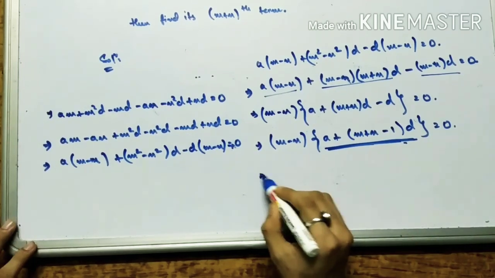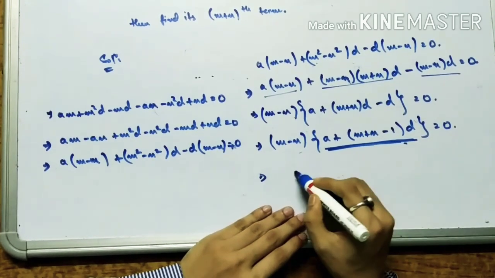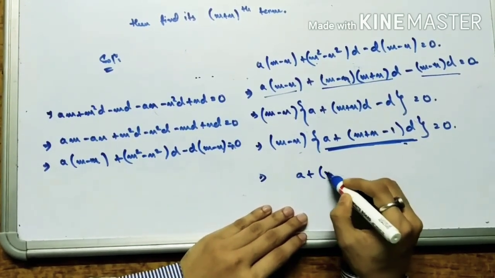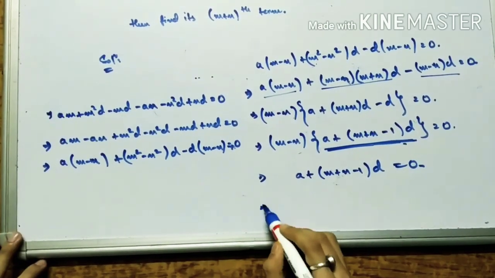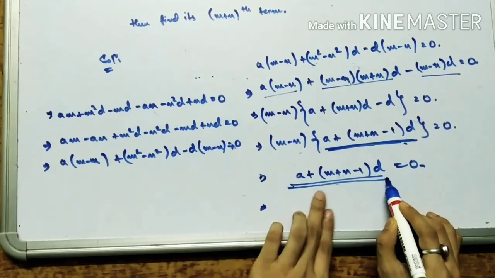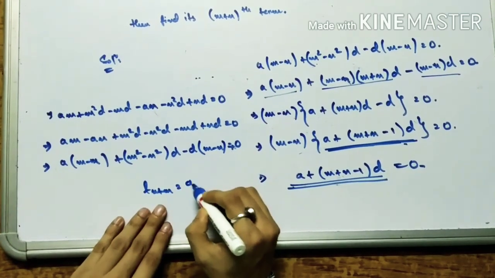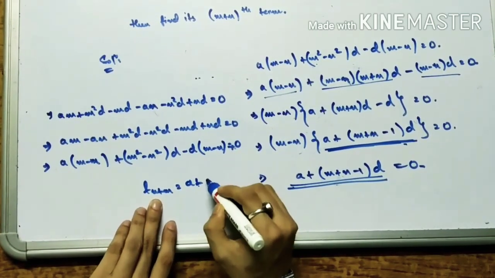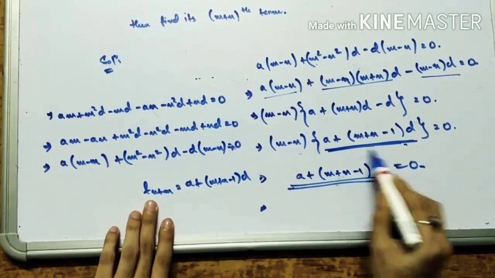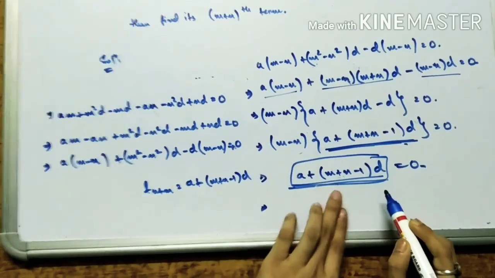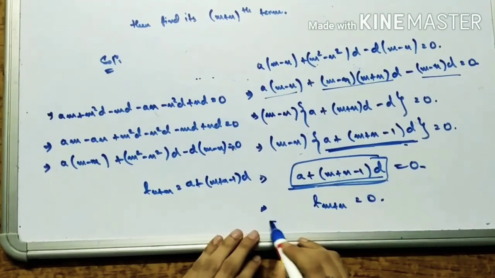Now from here, if I send this whole thing to the right hand side, ultimately it will become 0 only. So therefore I will get a plus m plus n minus 1 d is equal to 0. And what is this? This is the m plus nth term. Yes or no? Because Tm plus n I can write as a plus the term number minus 1 into d, that is m plus n minus 1 into d. This whole thing is the m plus nth term, which I can write as Tm plus n is equal to 0.